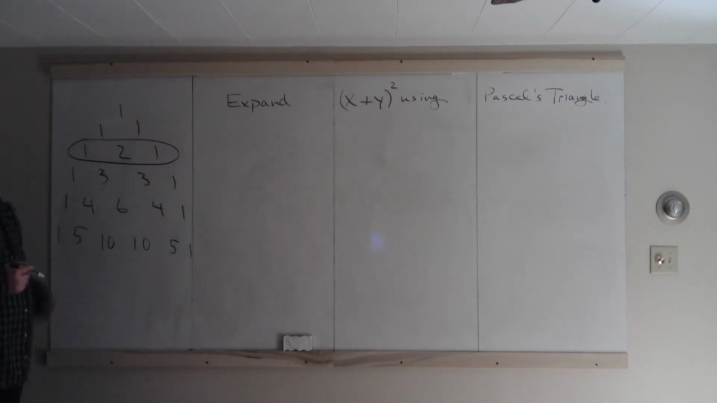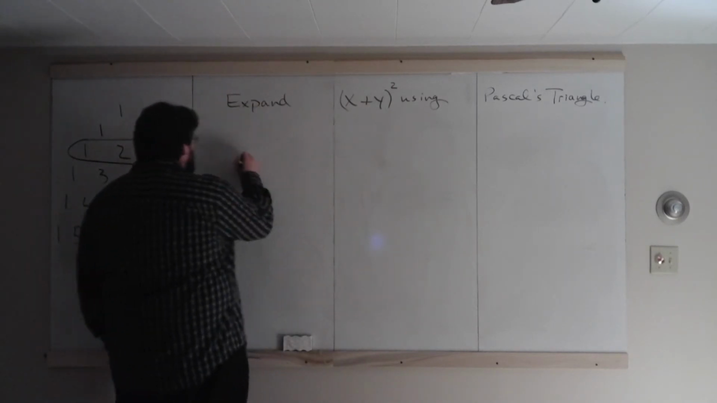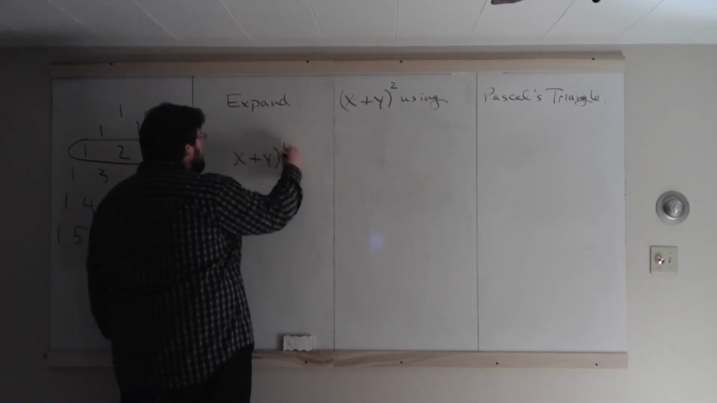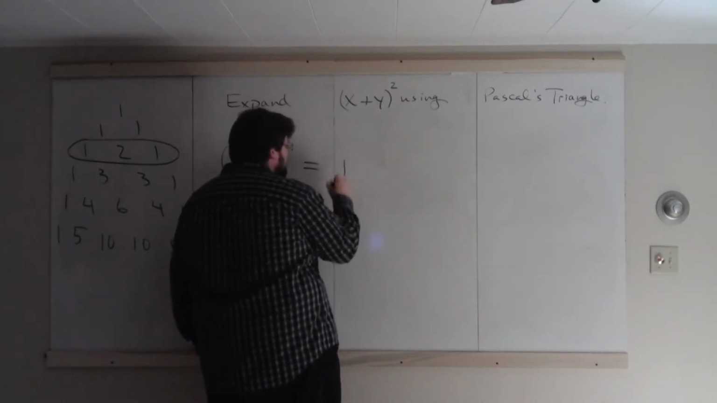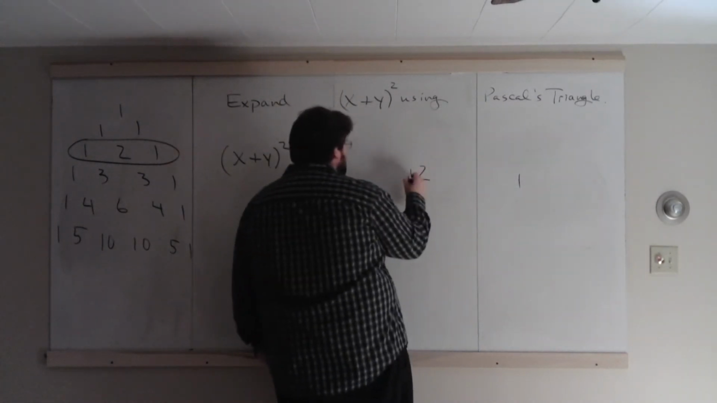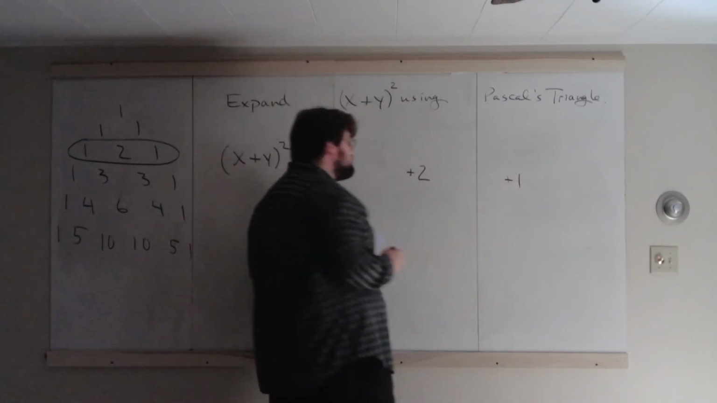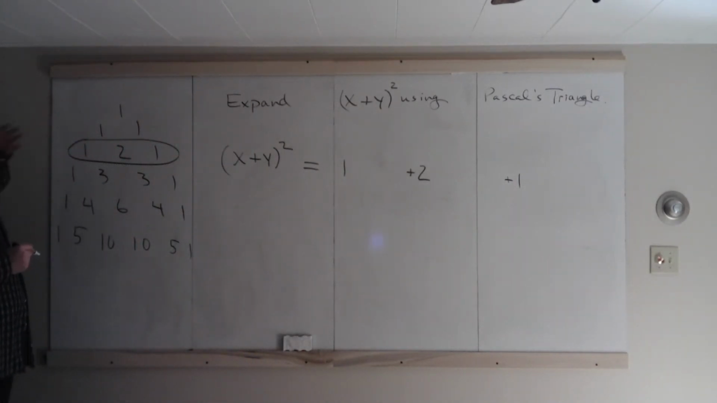Now, these numbers give us coefficients, 1, 2, and 1. So let's write them. So let's say x plus y squared equals 1, 2, and 1. Let's write the 1 and the 2 and the 1. And now these are all going to be added together, so I'm just going to write pluses before the 2 and the 1. I'm not going to write a plus before the first one because we don't need a plus at the beginning. That's assumed.